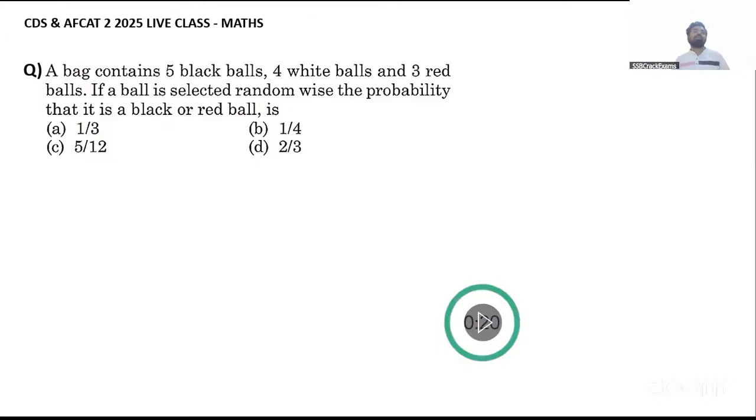Next question. A bag contains 5 black balls. The number of black balls is 5. Number of white balls is 4. Number of red balls is 3. If a ball is selected at random, the probability that it is black or red. Remember what this is? It is black or red.